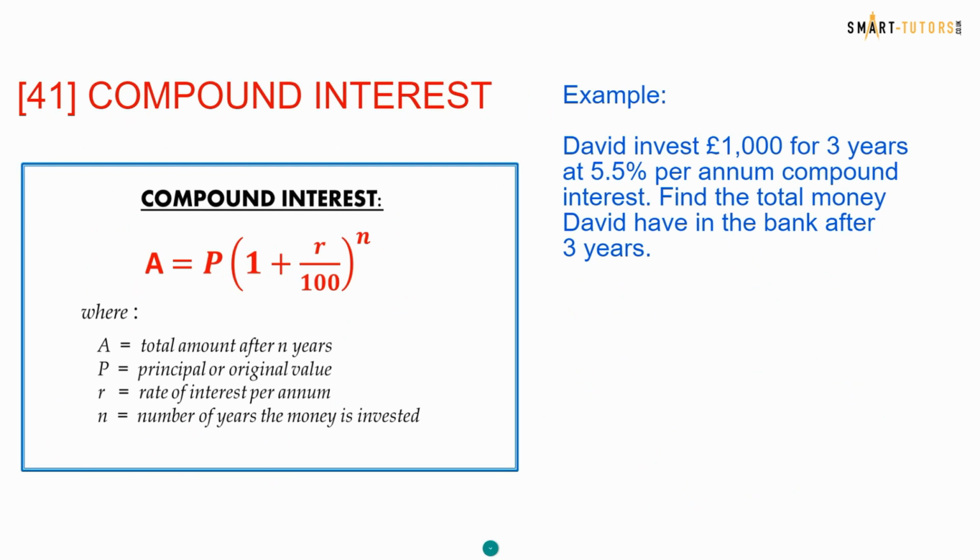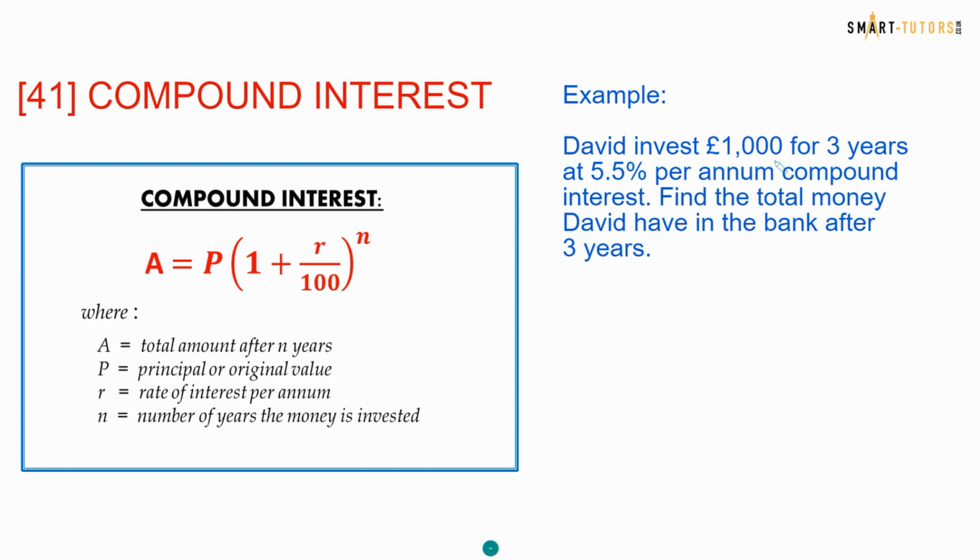Topic 41, compound interest. So you need to remember this formula, A equals P brackets 1 plus R over 100 to the power N. A is the total amount after N years, P is the original value, the investment value, and R is the rate of the interest per annum, and N is the number of years you deposited the money. So let's look at this question quickly.